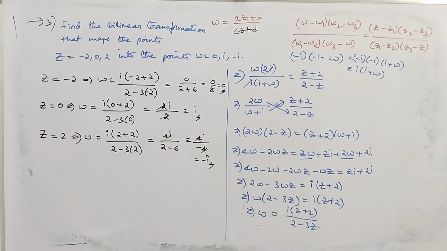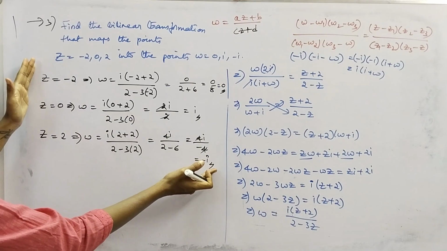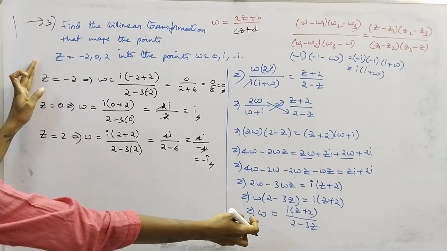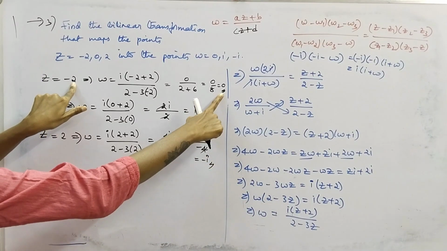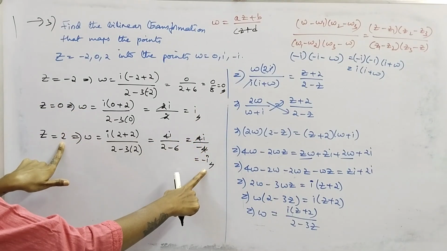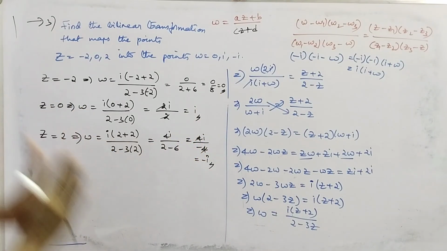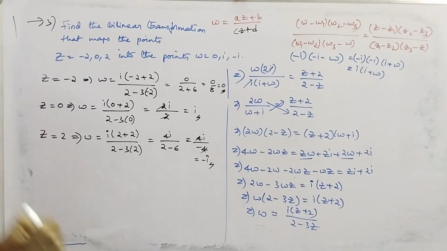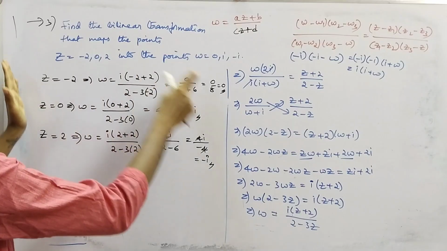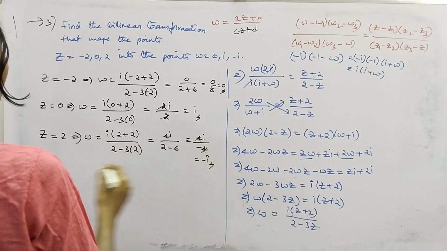See, this is the verification part. This is not necessary to write in your exams. Okay, so this shows that our transformation is correct. When z equal to minus 2, omega equal to 0. When z equal to 0, omega equal to I. When z equal to 2, omega equal to minus I. Just pause the video and try it yourself. You'll get the same values. I have shown you the solution also. Okay, you just need to try.